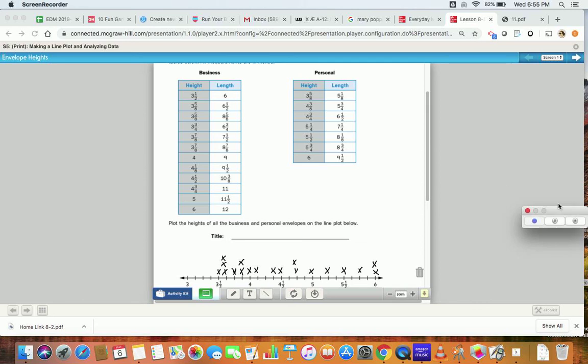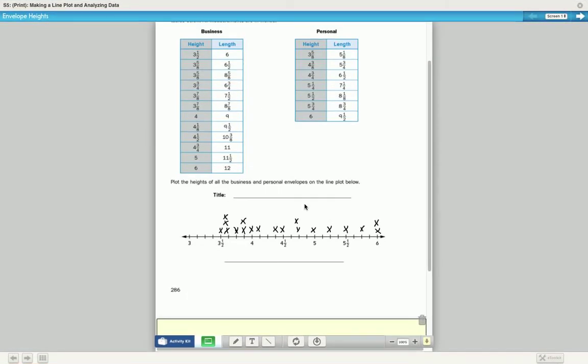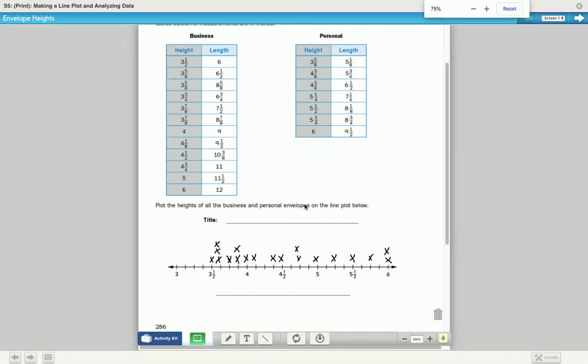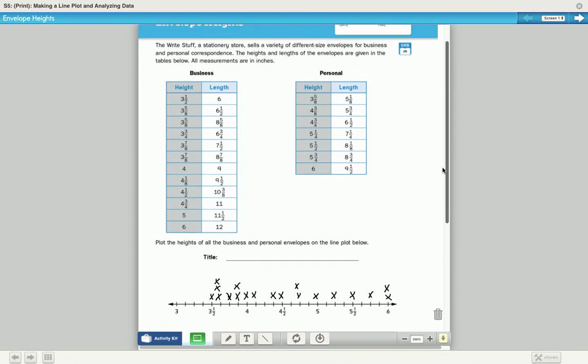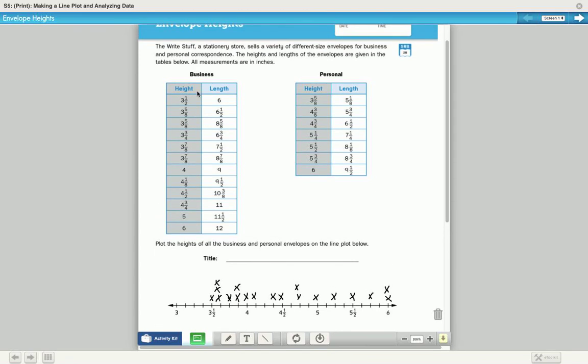Okay, so lesson 8.5 is about line plots. Now there's a little difference in this one, because if you notice, the fractions are different, so we have to change some of them before we put them on our line plot.